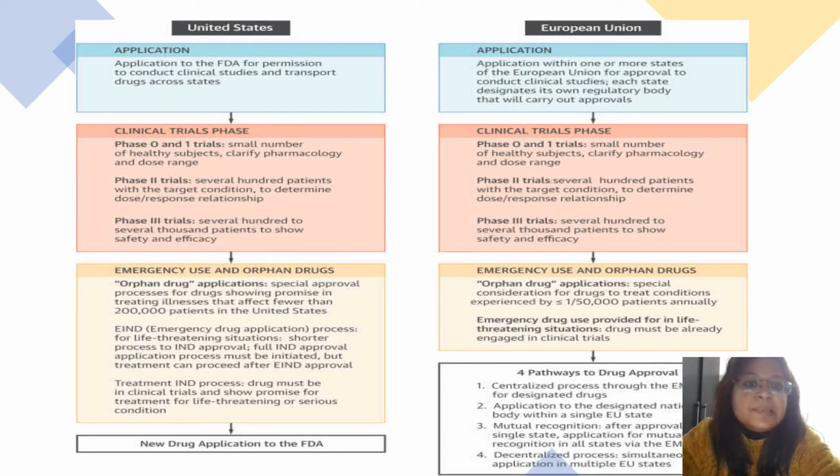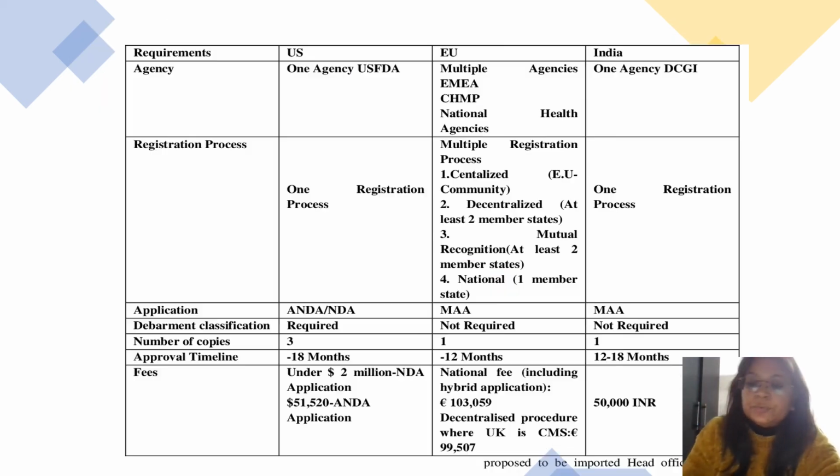So this is basically the difference between the US and European Union. For the US, you have to apply to the FDA for permission to conduct clinical studies and then transport drugs across the states. Whereas in the European Union, you can have the application with one or more than one country for approval to conduct clinical studies, and each state designates its own regulatory body that will carry out your approvals. In the case of the US, there is the new drug application to the FDA, NDA. Whereas in the European Union, as we have discussed earlier, there are 4 routes: centralized, mutual recognition, decentralized, and national route.